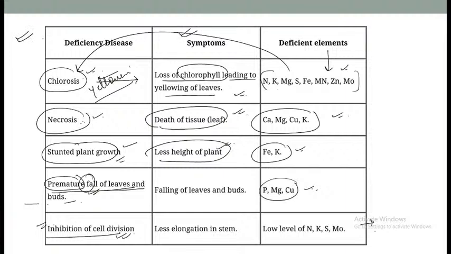Then you have the various symptoms, and then you have the deficiency elements. Repeating the same thing again, do not skip this topic for the examination.